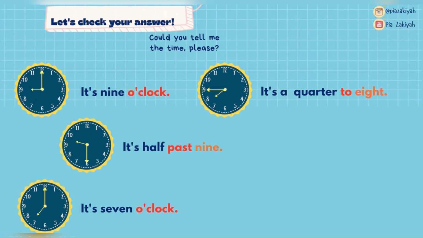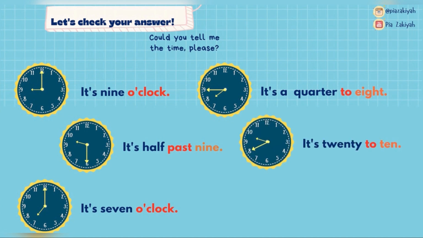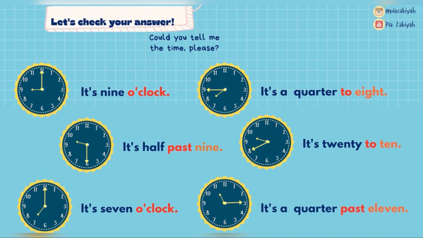We have 2 clocks left. What about this? Could you tell me the time, please? It's 20 to 10. And then the last one? Could you tell me the time, please? It's a quarter past 11. You got it right? Good job!